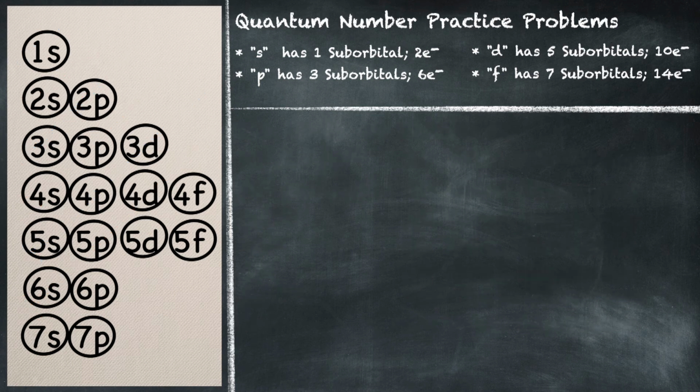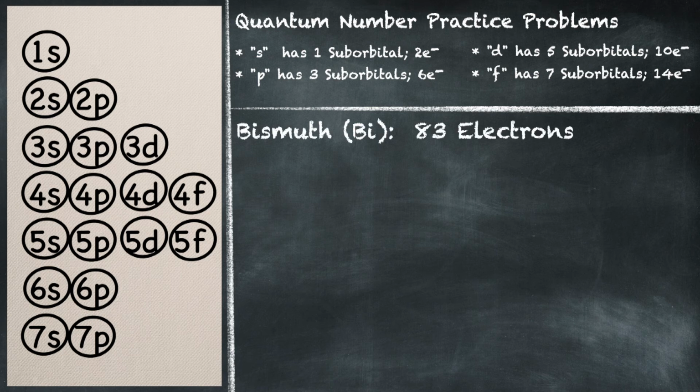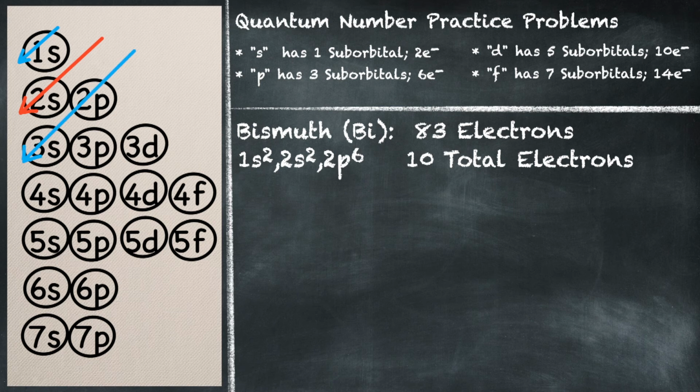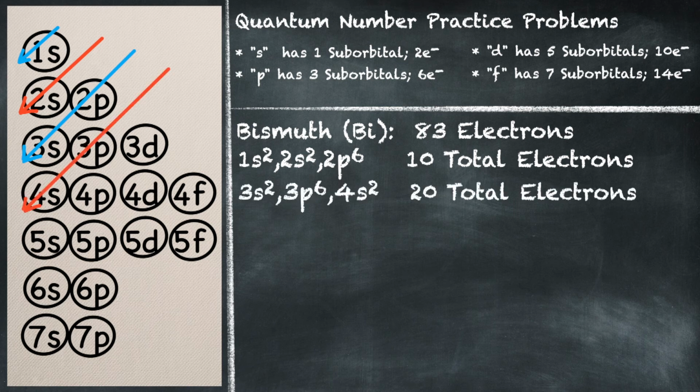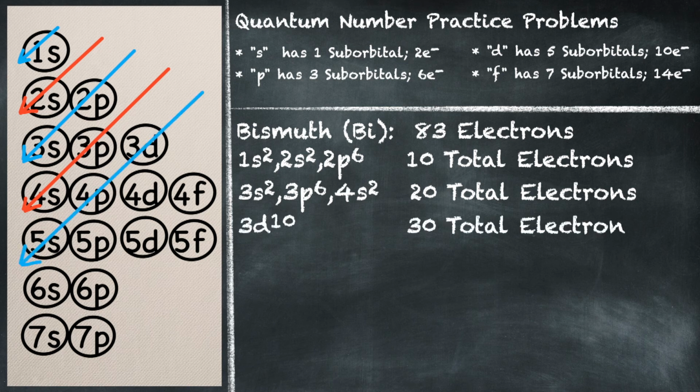Okay, last one. Now we're going to bismuth. Bismuth has 83 electrons, so we're going to go significantly farther. Let's start out with our first 10 electrons: 1s2, 2s2, 2p6. So there's 10. Then we go to our next 10: 3s2, 3p6, 4s2. So now we're at 20 total electrons. Then we go 3d10. So now we have 30 total electrons.